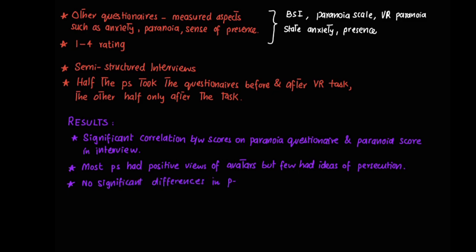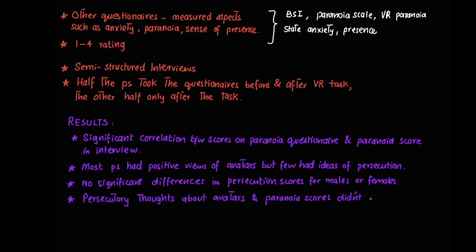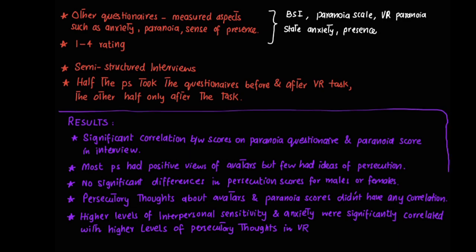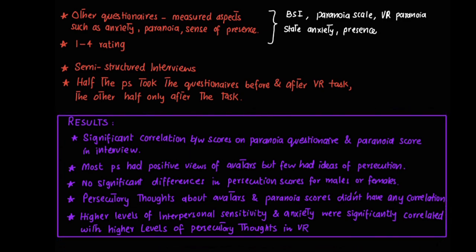An example of this is for the item "They were talking about me behind my back." 11 of the participants did not agree, 8 agreed a little, 3 moderately agreed, and 2 totally agreed. There were no significant differences in the persecution scores for males and females, or those who took questionnaires only after or before and after the task. Persecutory thoughts about avatars and paranoia scores did not have any significant correlation.